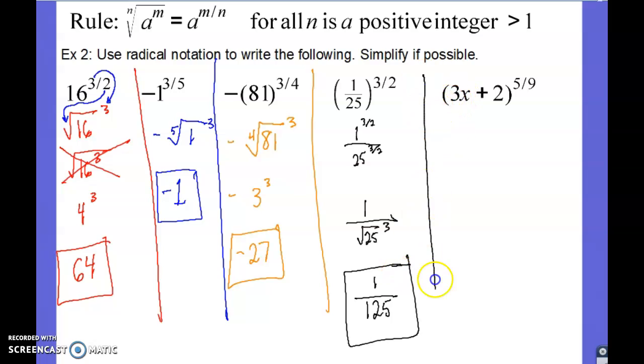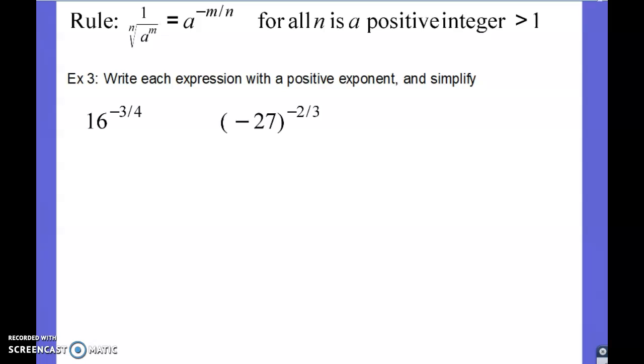Now there's not much to do in this last one. You just write it out, understanding it's the 9th root of the quantity 3x plus 2 to the 5th power. And there's really nothing else you can do. I'm not expecting you to be able to take a binomial to the 5th power yet. That's a future Math 098 problem. It might even be like the next class.